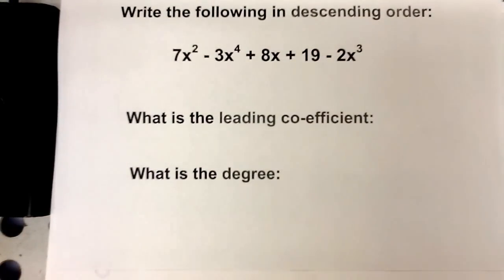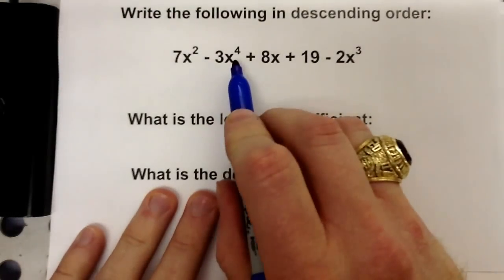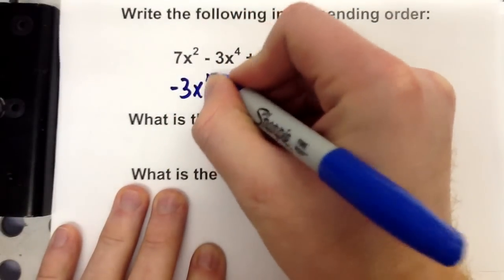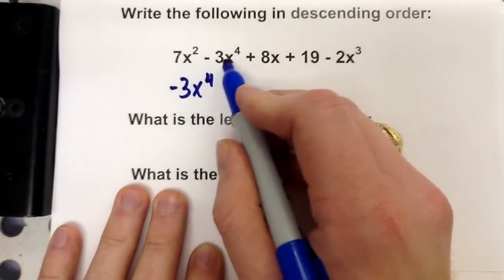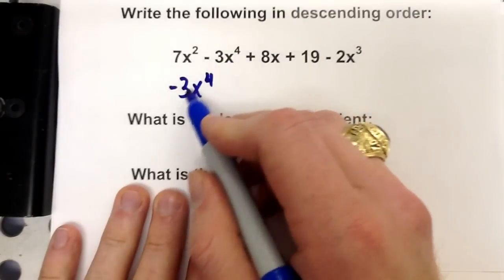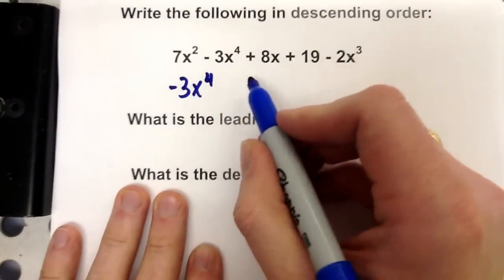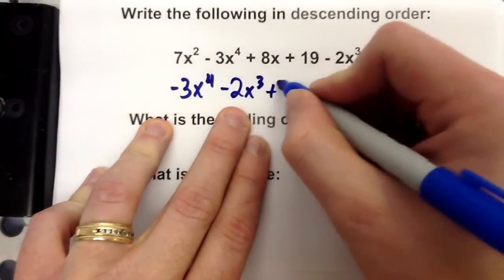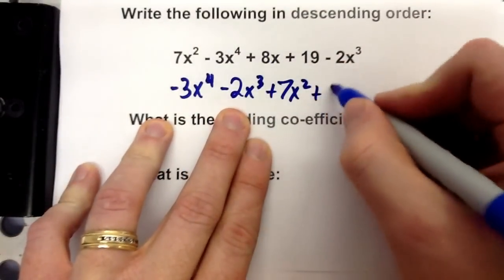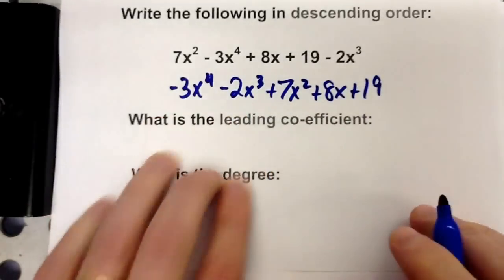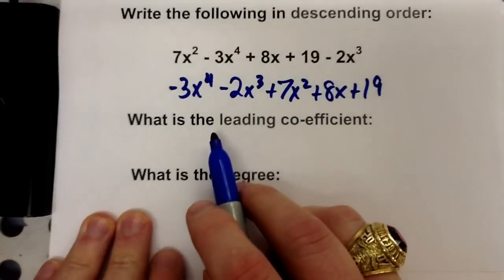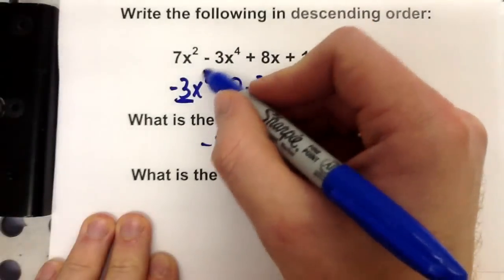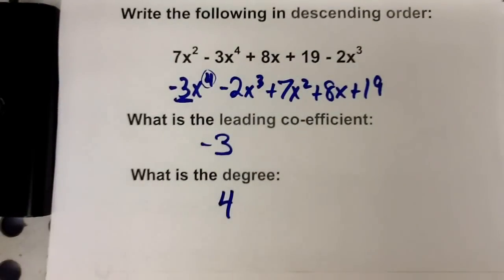So write the following in descending order. All right, well, we need to look for our biggest power. Looks like x to the fourth. So everything that goes with the x to the fourth just comes on down, negative 3. All right, next we have 2x cubed. Then we have plus 7x squared. Then plus 8x, then plus 19. Okay. What's the leading coefficient? Well, it's the thing up front, negative 3. What's the degree? That's the highest power, so it's 4.